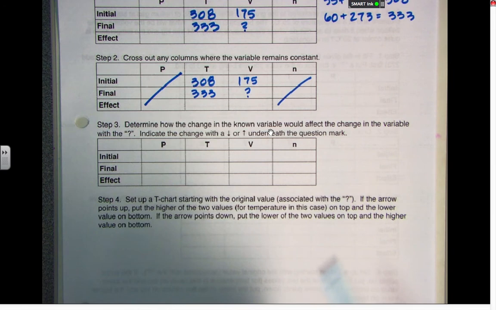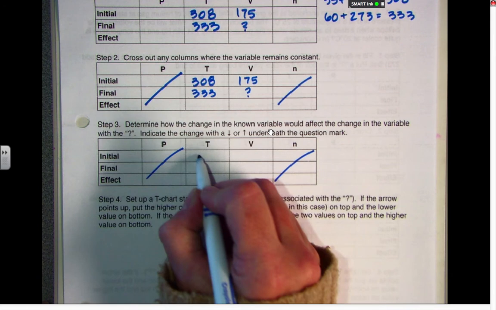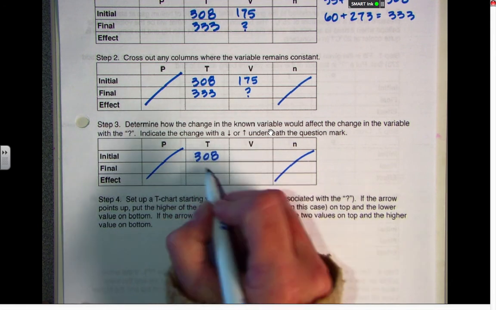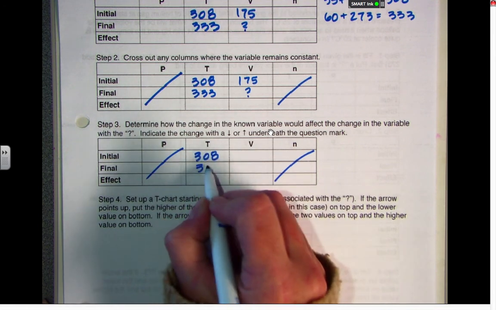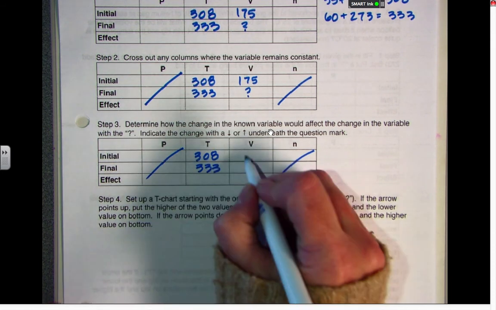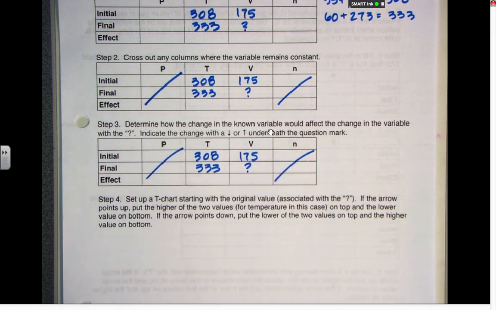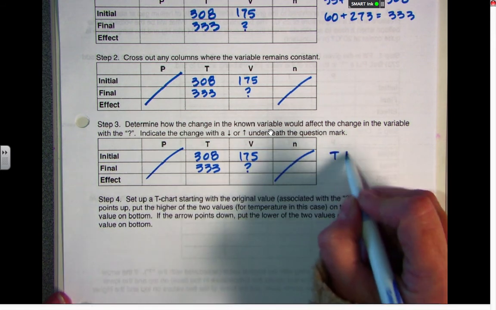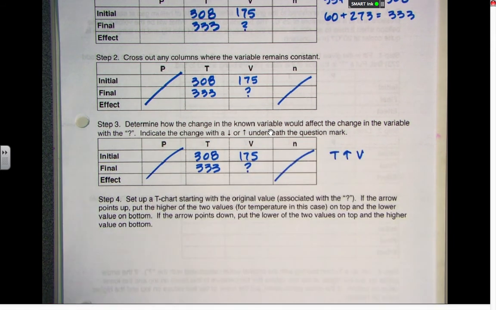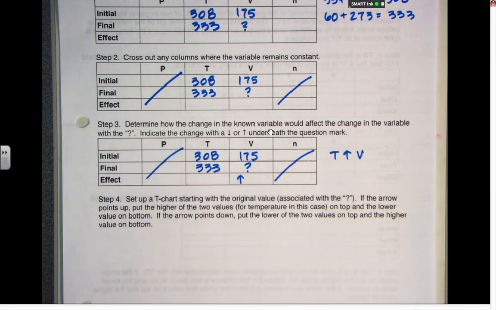So we are not using pressure or number of particles. We have 308 beginning temperature, and 333 ending. So 175 and a question mark. We see that our temperature goes up, so we need to determine what's going to happen with our volume. If our temperature goes up, then our volume should go up.